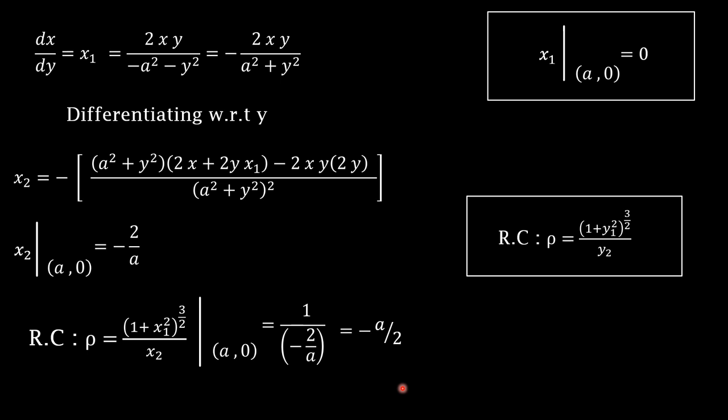Always you have to choose the radius of curvature to be positive, and hence just take the modulus sign of this. Therefore, the radius of curvature of the given curve at the point where it cuts the x-axis is a by 2. That completes the problem, and this problem is important.